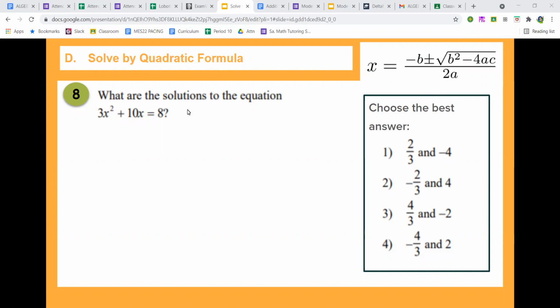So what are the solutions to this equation? Well, let's start with the fact that this equation needs to be solved for 0. So I'm going to subtract 8 from both sides, applying inverse operations. So I get 3x squared plus 10x minus 8 equals 0. Now we can identify our A, our B, and our C. So A equals 3, B equals 10, and C equals negative 8.